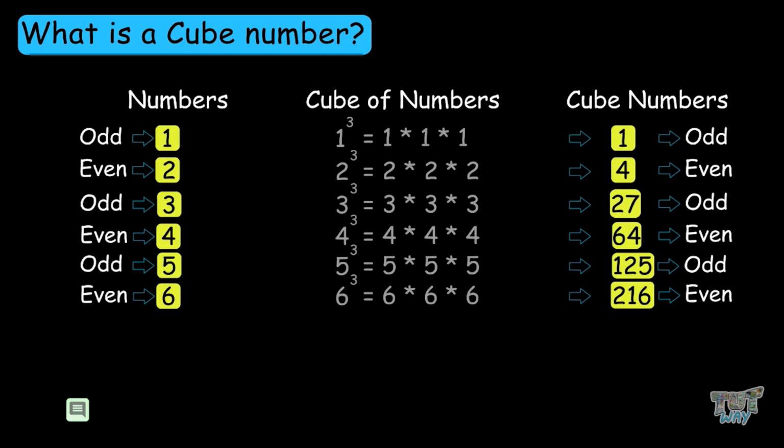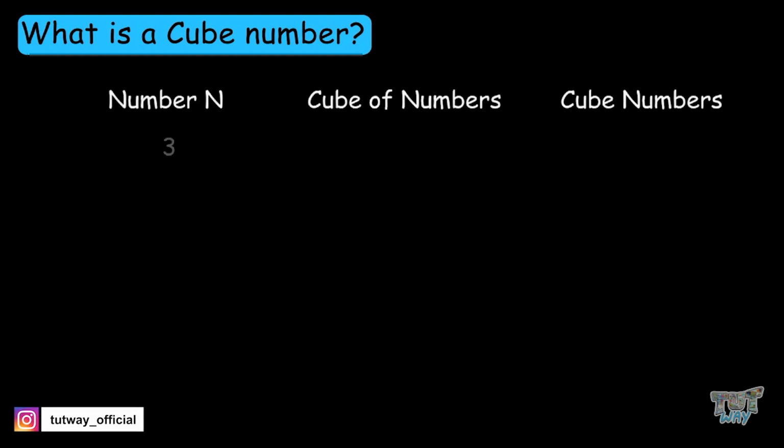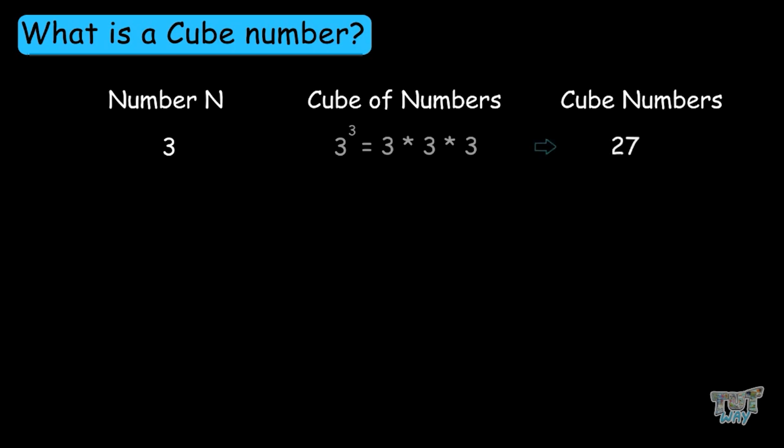So friends, now you know what are cube numbers. Let's revise once again what we have learned. We learned that if we have a number n, suppose n is 3, then cube of n will be 3 raised to the power of 3, solved as 3 times 3 times 3, which will be 27. So 27 is the cube of 3, and 27 is a cube number. Cube root of 27 is 3. Similarly for 4, it will be 4 raised to the power of 3, 4 times 4 times 4. It is 64. 64 is a cube number, and it's cube of 4.